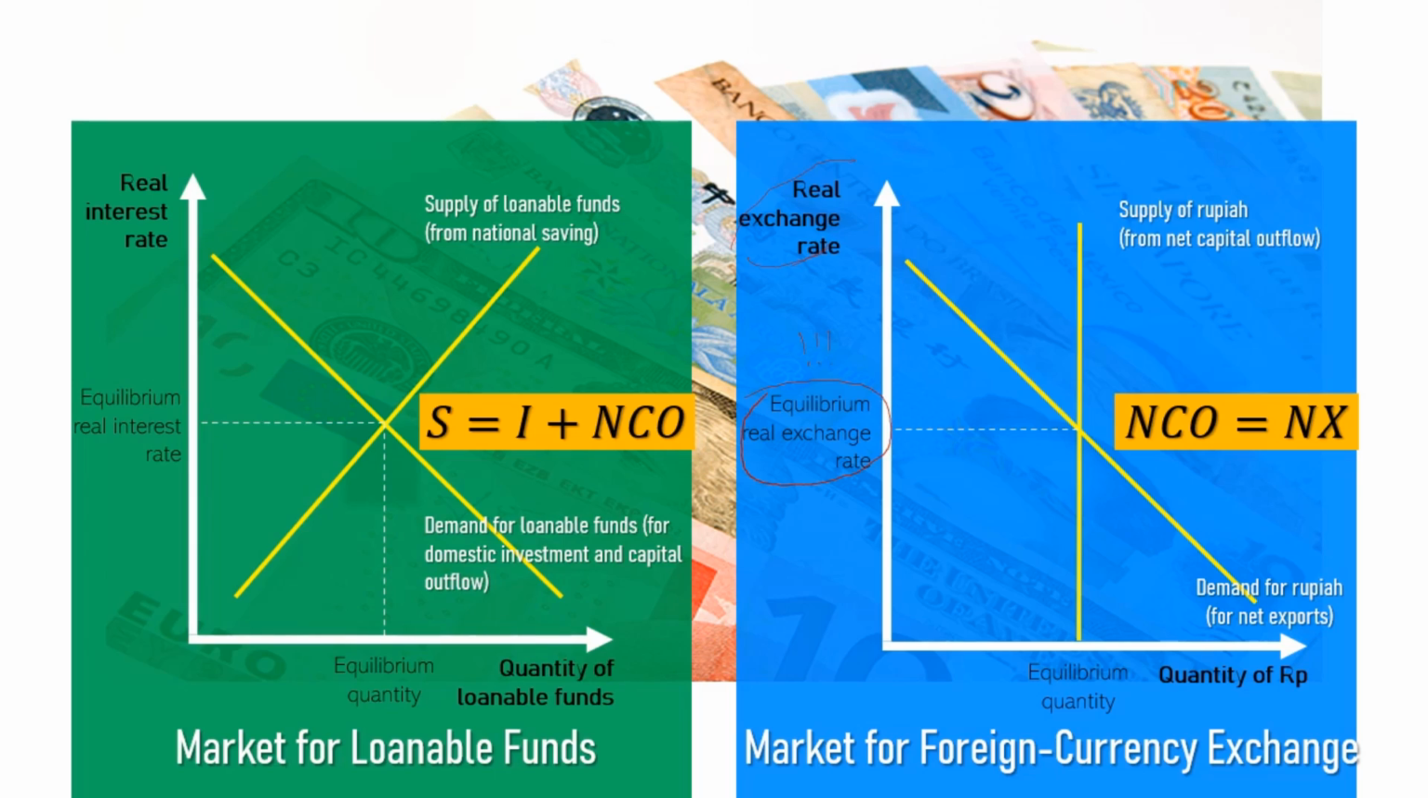Supply of rupiah means amount of rupiah to be exchanged into foreign currency. It is not country's money supply, remember.